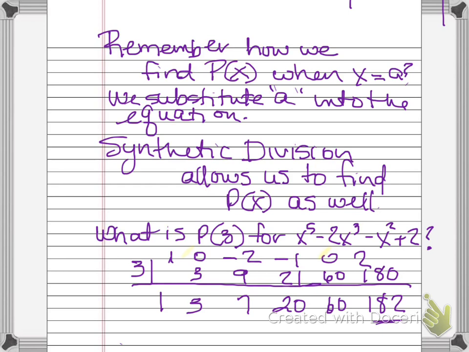And we find again that this would not be a factor, but that the value for P of 3 is 182. So this is the same as if you had plugged in 3 in the expression and then solved it. You just use synthetic division and find that P of 3 is equal to 182.